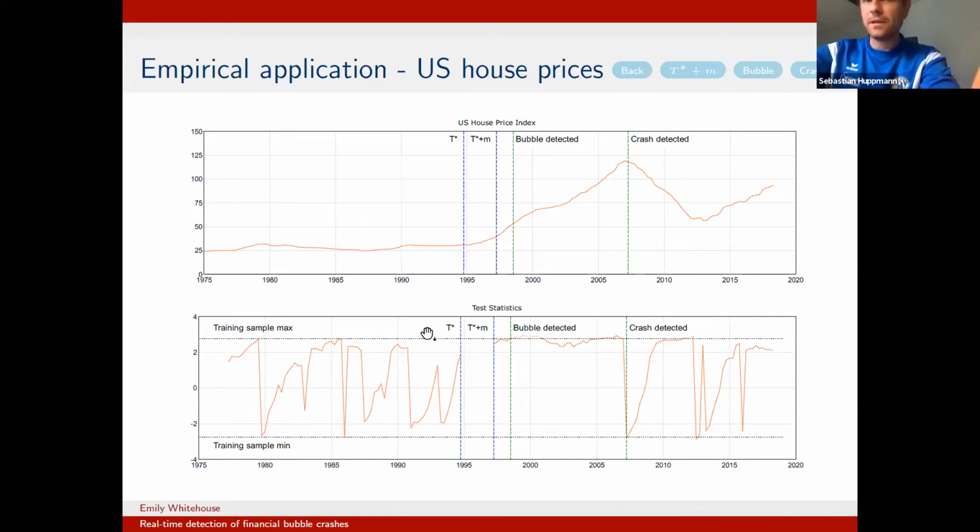Hi, Emily, can you hear me? I can, yes. Hi, here's Sebastian from Munich. I have a question. Which exact date was the crash or the detection of the crash? It's a good question because I don't have the exact date there. I think it is very late 2007 or it might be Q1 2008.